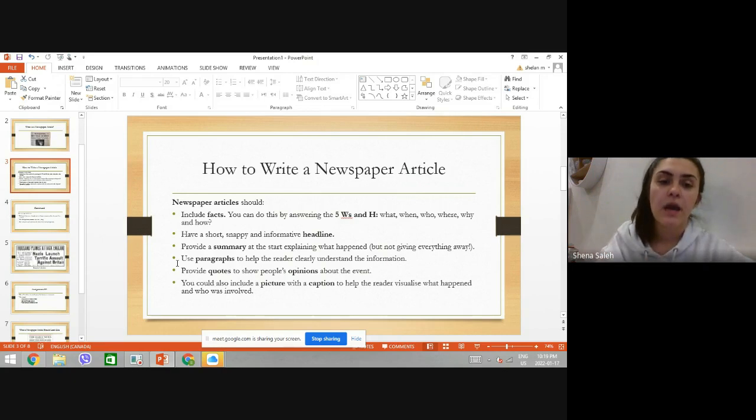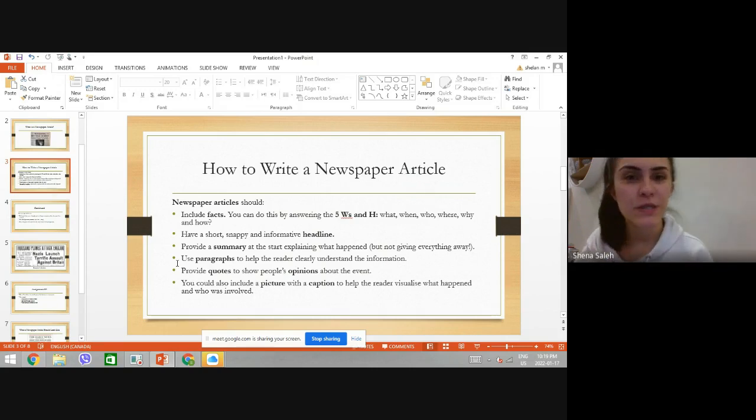All right? Another thing that we can include in a paragraph in a newspaper article is quotes. Providing quotes is really, really important. It's like in the news, when your dad watches the news and there are people out on the streets and they're interviewing people: what do you think about this topic? And then they start talking about it.